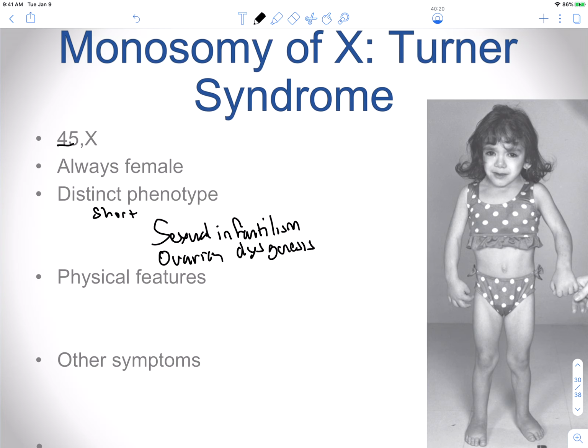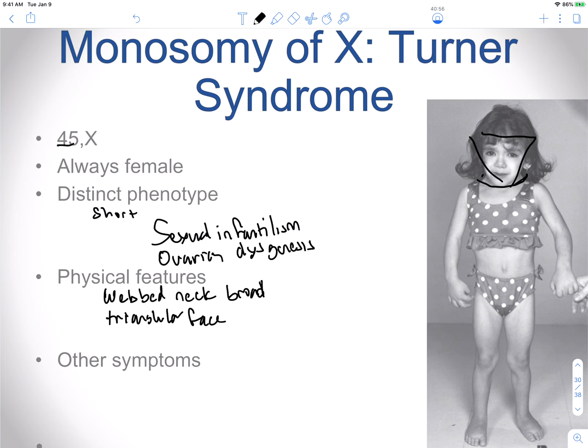Physical features are going to be more of a broad webbed neck. You can see that this child here has very little neck, so it's a webbed neck that's very broad. Triangular face. It's kind of hard to see with hair, but if you drew a line, it would have a sort of triangle type face. Posteriorly rotated exterior ears, and again, you can't really see it here because of the hair.